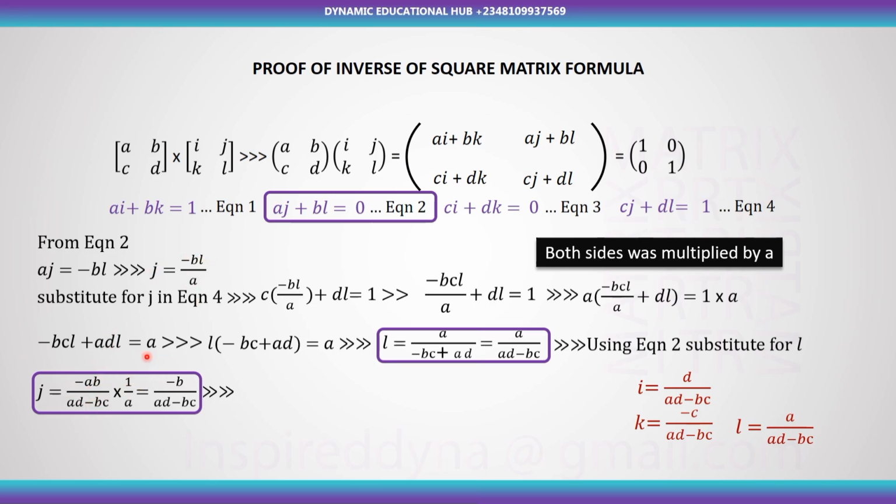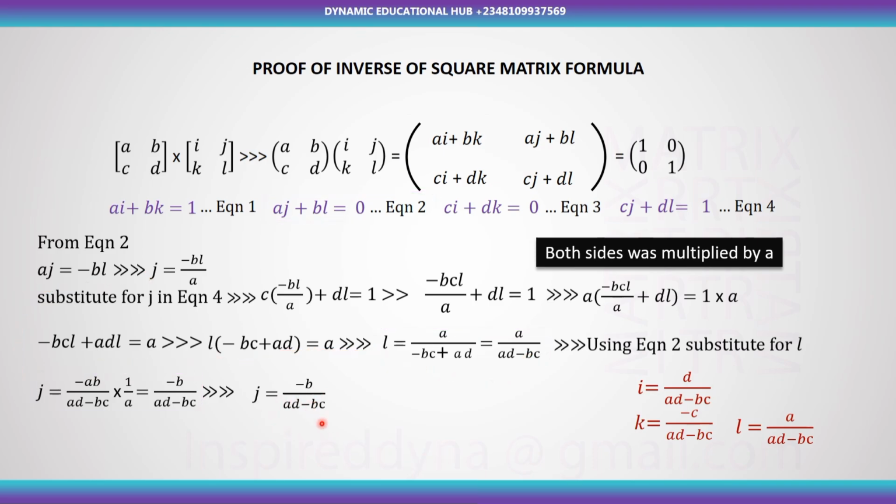This is L. L can come first. That is why we have it here, multiplied by 1 over A. This A here means divided by A, which is 1 over A. So we have 1 over A here. This is our L here, minus B here. L is A over AD minus BC. So when you solve that, A will cancel A. You are left with minus B over AD minus BC. So J is minus B over AD minus BC. Then you have it here.